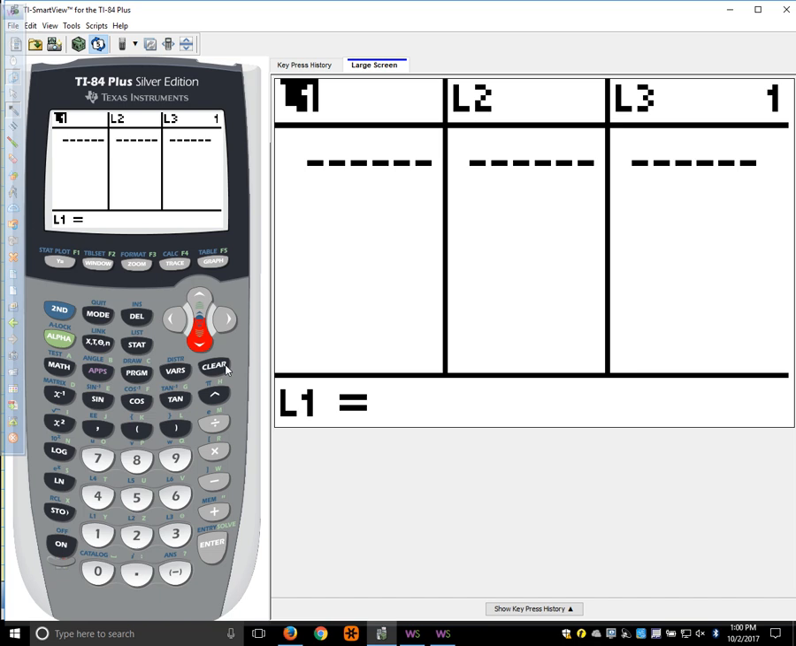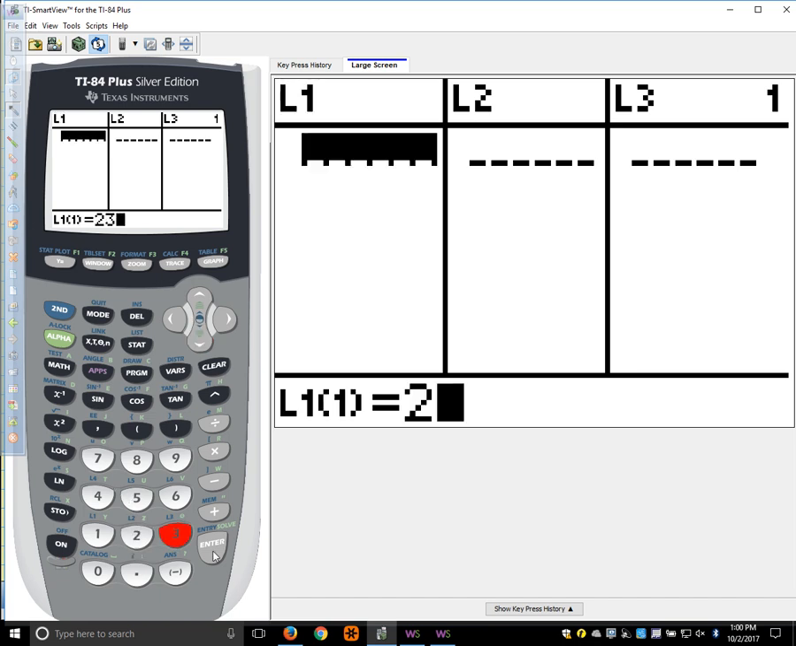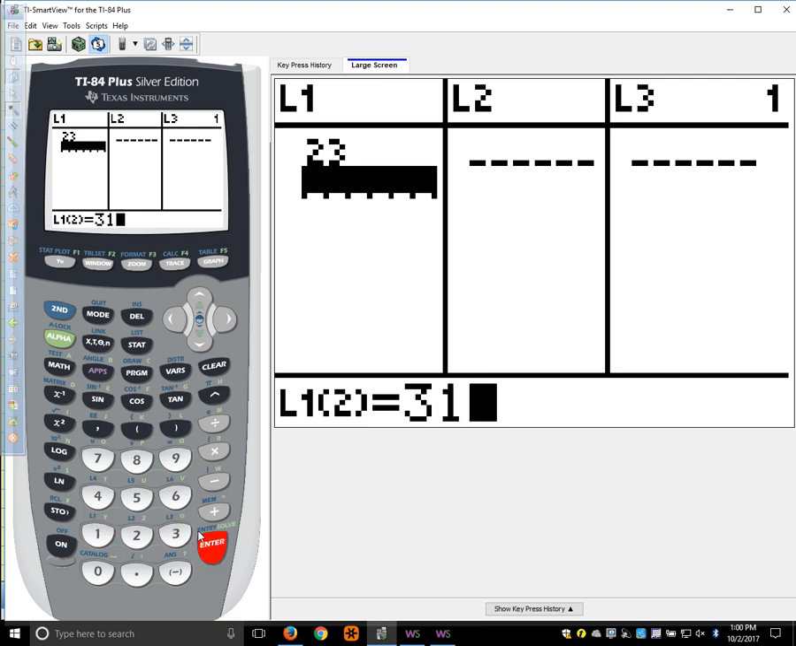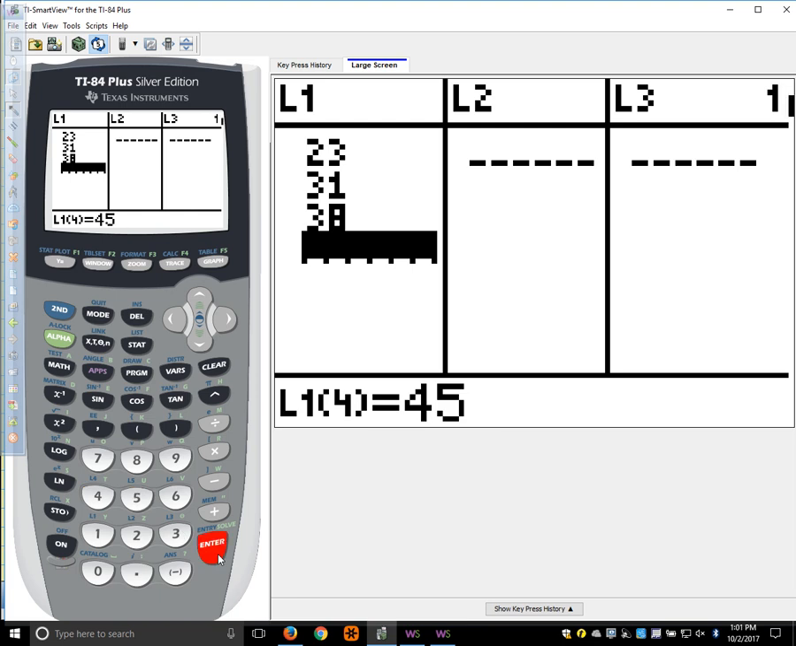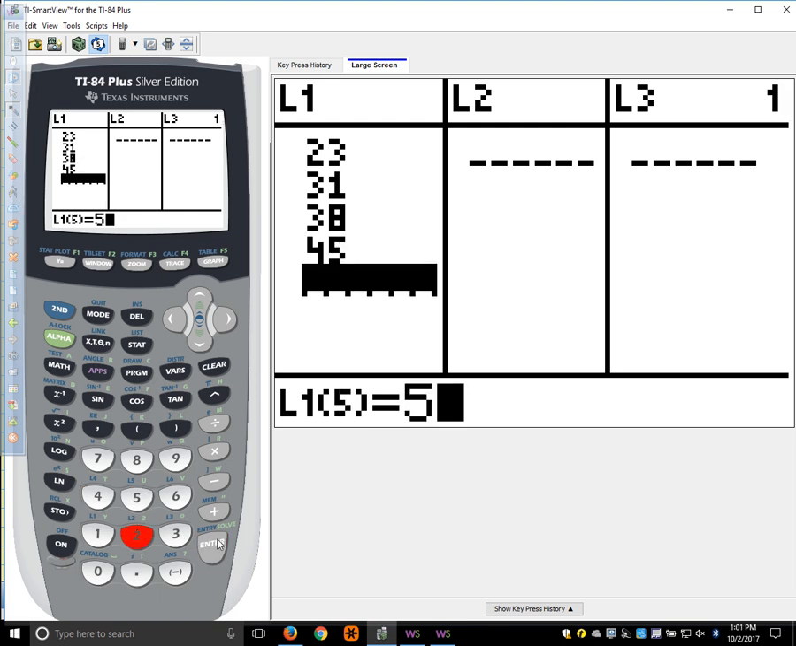In your book on page 301 we were assigned problem number 87, where it talks about the day of the year and the percent of the moon that's illuminated. So I'm going to enter the data from that problem. My X values are 23, 31, 38. So these are the days of the year, where January 1st is day 1. 38, 45, 52, and 61.